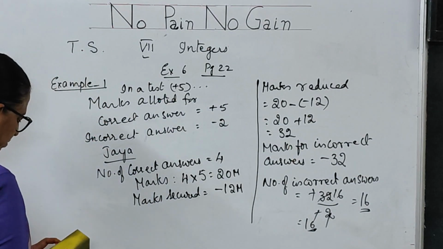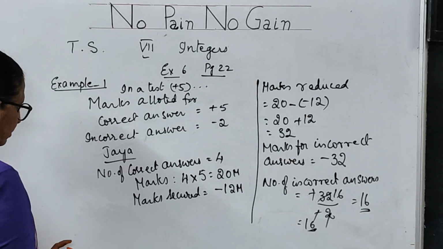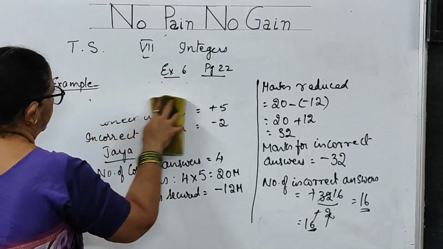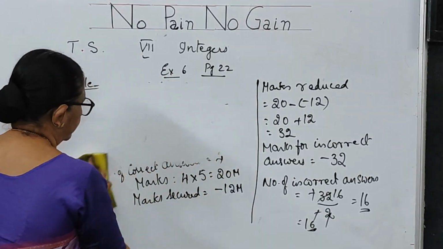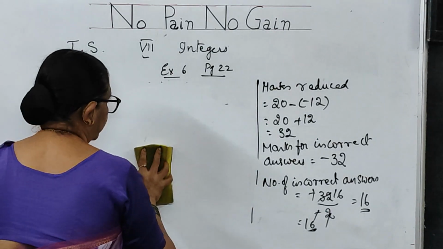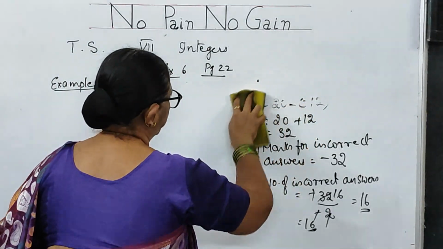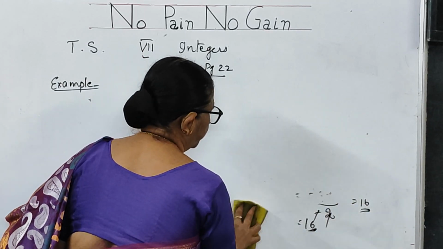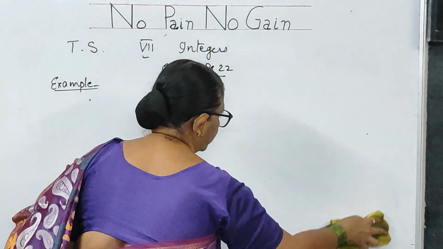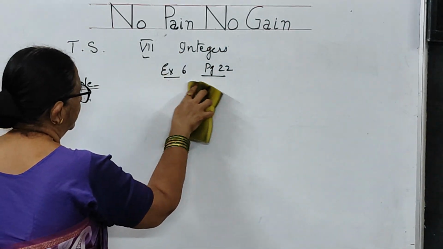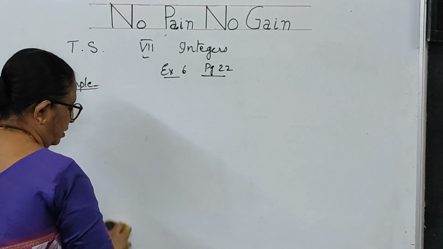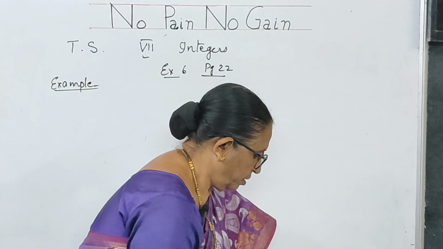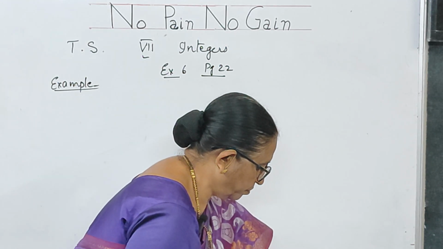Now let us go to the next problem. Example 2. These are certain sums which are verbal problems, children. You should understand the problem carefully and write the steps properly, because these are the sums which you are going to get as essay type answers. So prepare them well, children. You have only two examples.